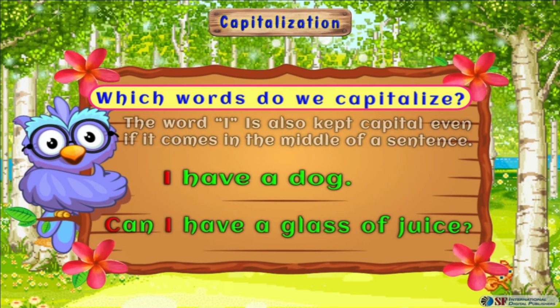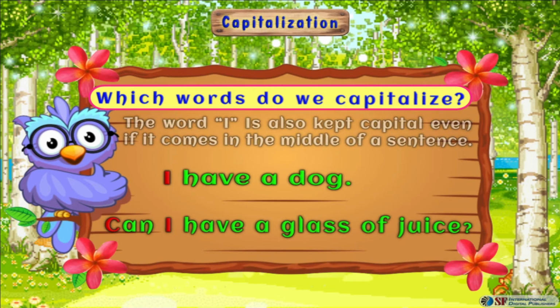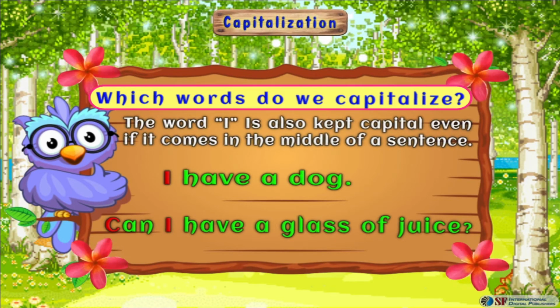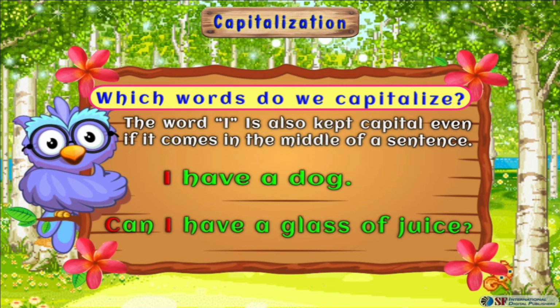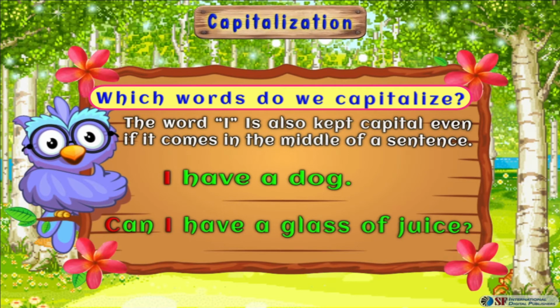The word I is also kept capital, even if it comes in the middle of a sentence. For example, in the sentence, I have a dog, I, which is coming at the beginning of the sentence, is kept capital. In another sentence, Can I have a glass of juice? C of Can is kept capital, as it's coming at the beginning of the sentence, whereas I is not coming at the beginning of the sentence, still it's kept capital.